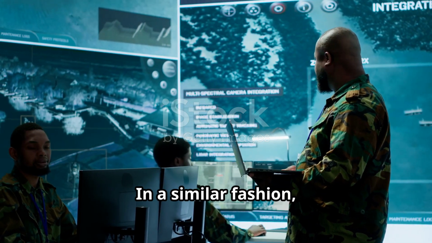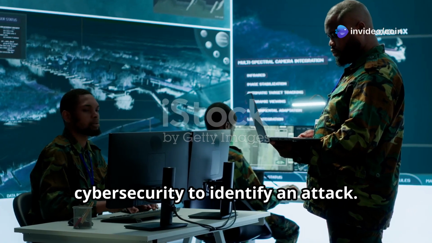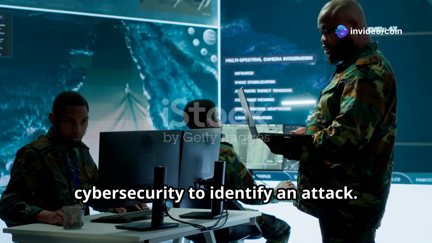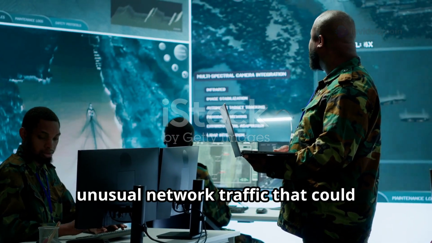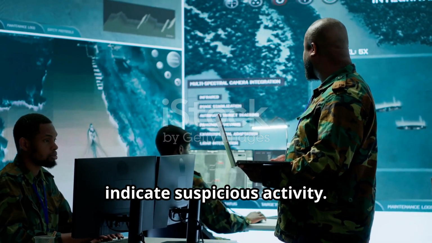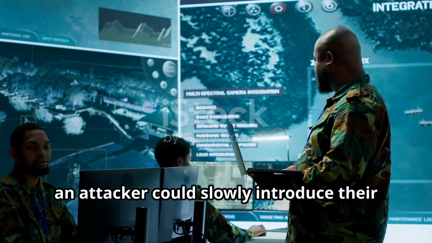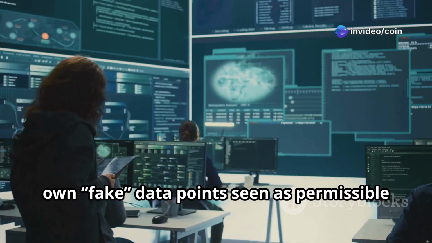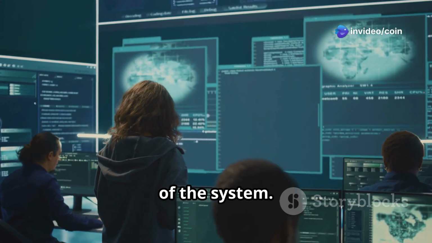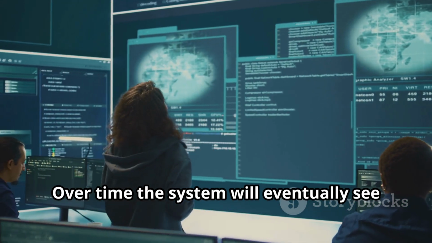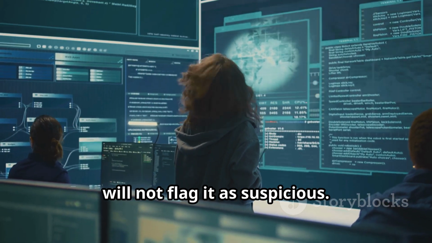In a similar fashion, threat actors use data poisoning to contaminate the data that is used in cybersecurity to identify an attack. For example, a defensive system can be used to detect unusual network traffic that could indicate suspicious activity. In a data poisoning attack, an attacker could slowly introduce their own fake data points seen as permissible activity in order to decrease the accuracy of the system. Over time, the system will eventually see the attacker's activity as permissible and will not flag it as suspicious.